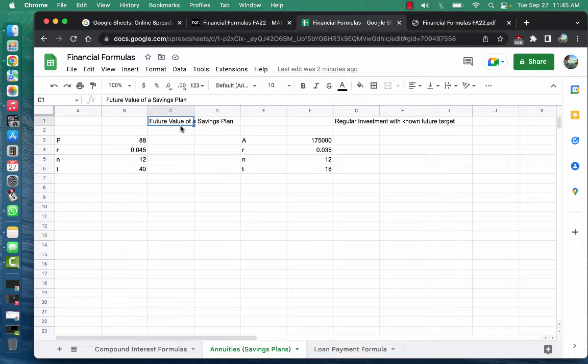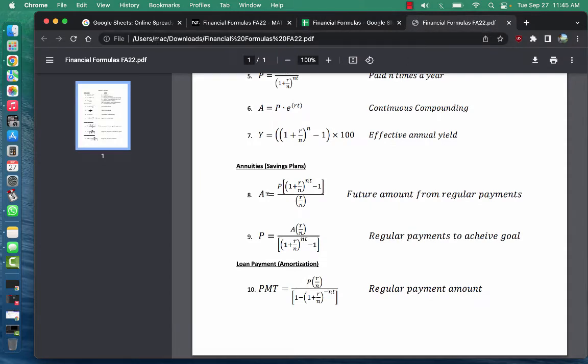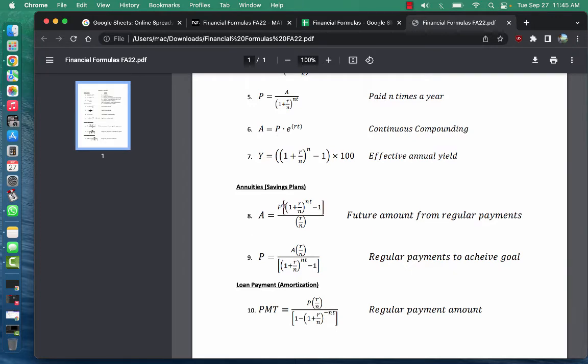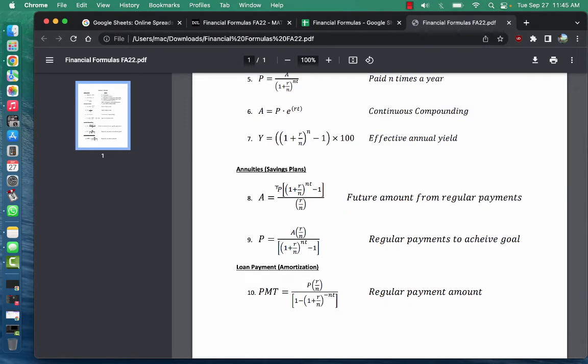Okay, now that you have that information in, I'm just going to put in the future value of a savings plan. So remember, the A stands for future value. So that's our formula 8, future amount from regular payments. The big difference about an annuity versus, say, this compound interest formula is that we're making regular investments, usually monthly, but it could be different schedules. Okay, so A still stands for future value, but the P stands for the regular investment.